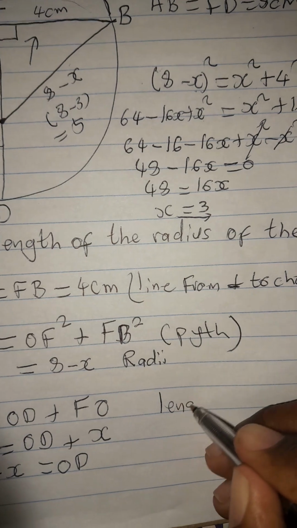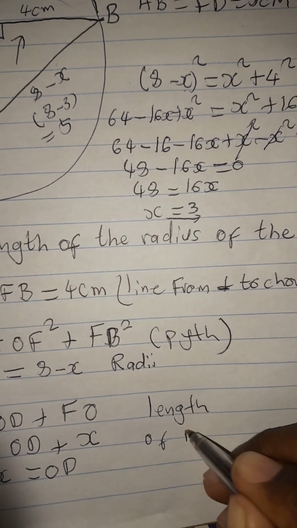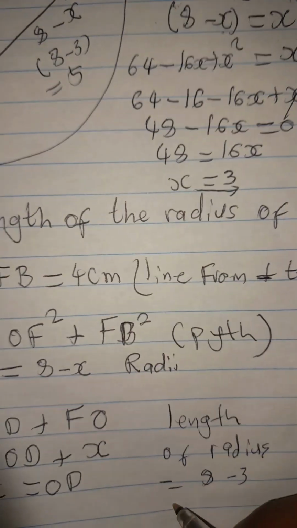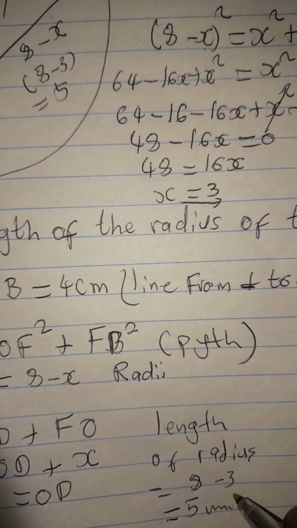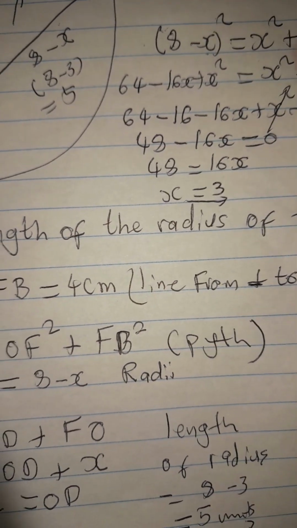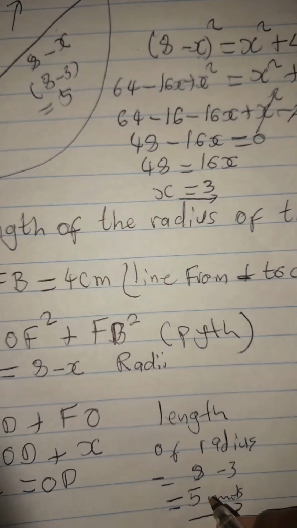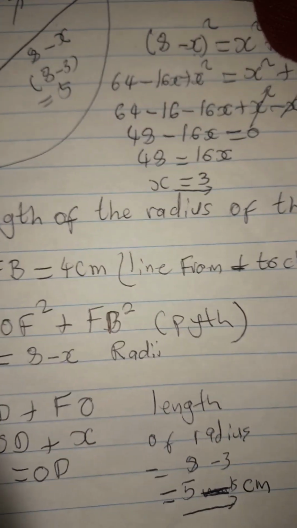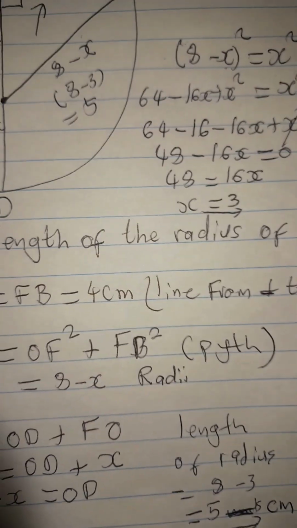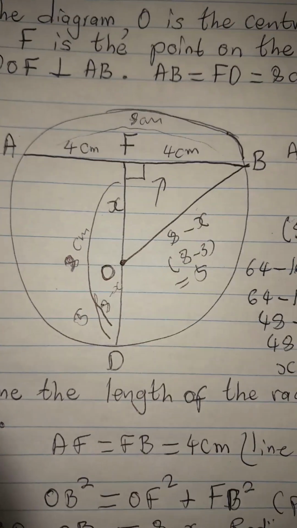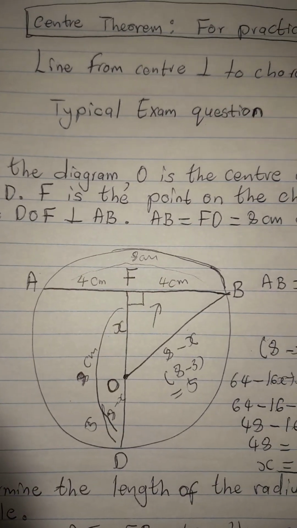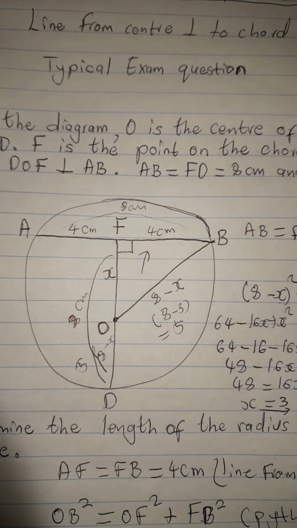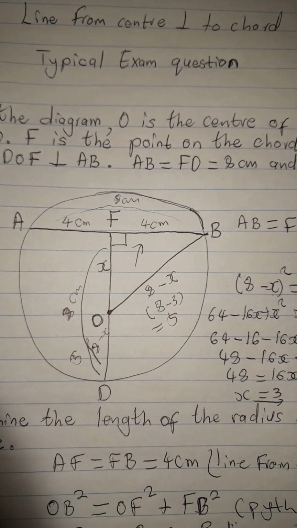Let me write the final answer. Length of radius is equal to 8 minus 3, so that will be 5 units. Oh, that won't be 5 units because we are given centimeters. Sorry for that. That will be 5 centimeters. If we were not given units, we'd write units, but we're given centimeters. So this is how, guys, you can work out such a typical exam question that requires you to apply the center theorem that says a line from the center perpendicular to a chord.